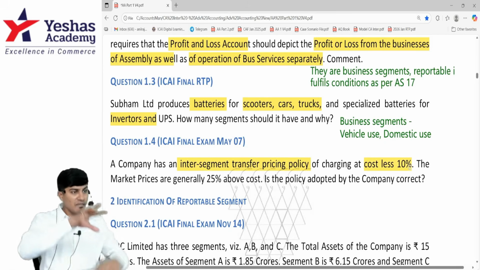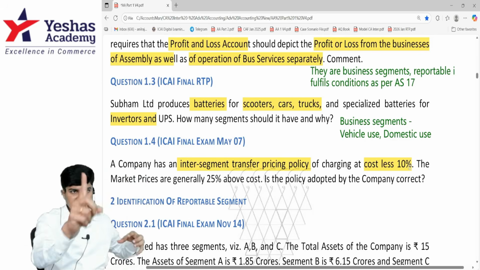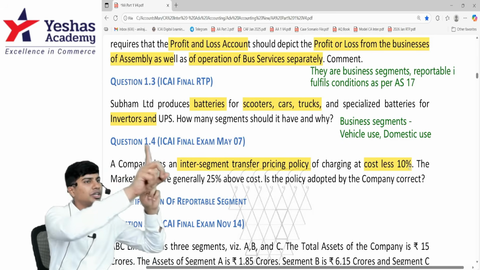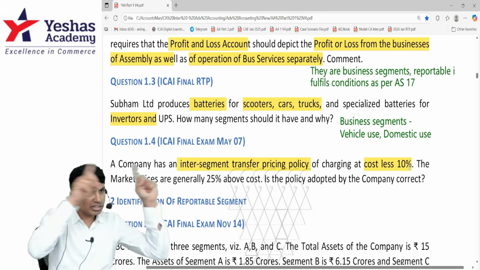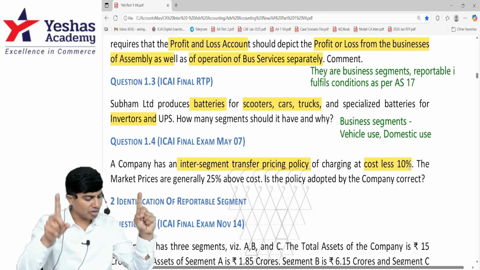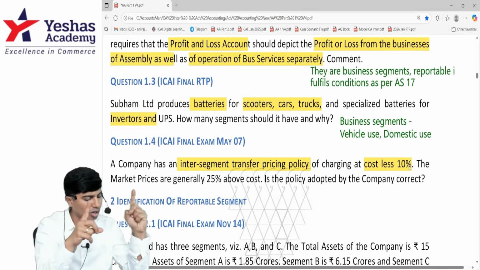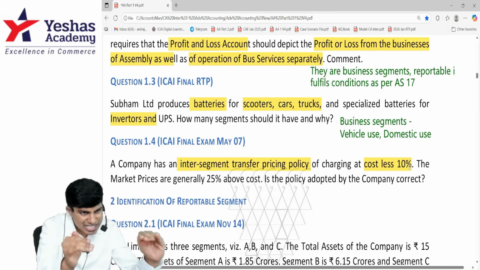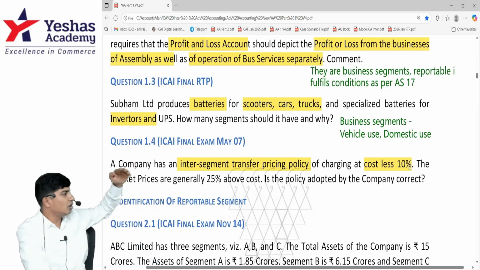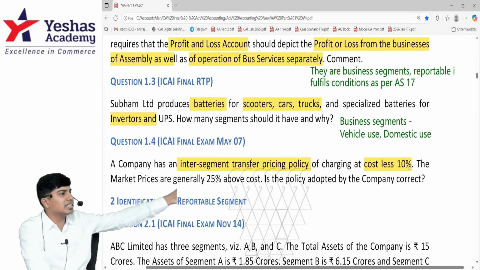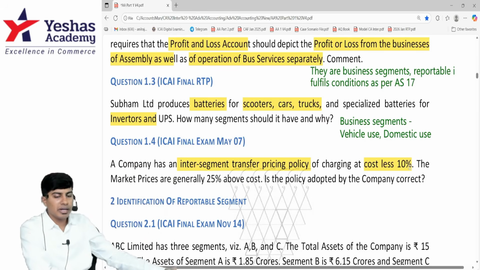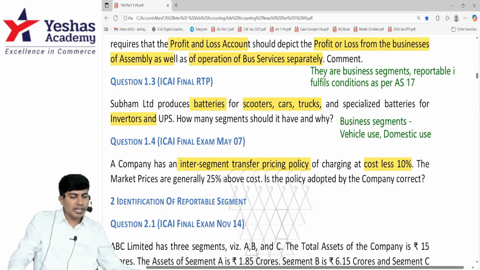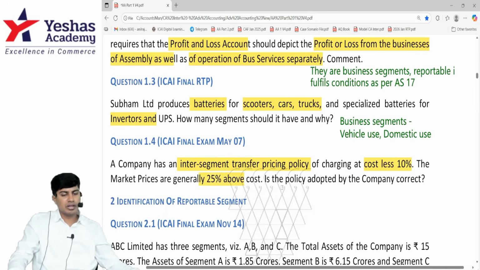Inter-segment policy means within the business, if you're transferring units from one segment to another segment, at what rate are you sending? You're sending it at cost less 10%. If the cost is 100, when I give it to my own company's another segment, I'll give it at 90. But outside, I'm actually selling it at 125. Is the policy adopted by the company correct?